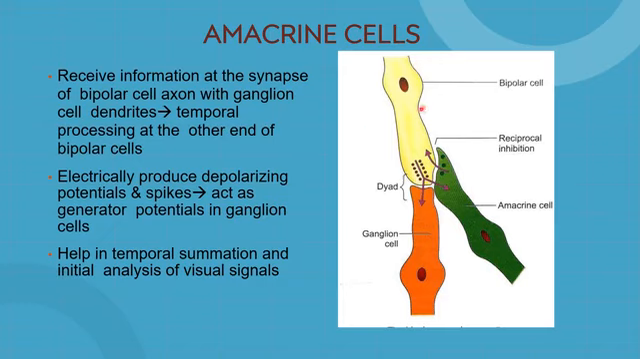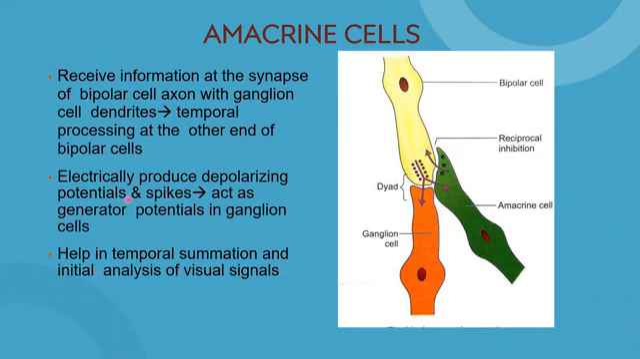You can see here in the picture, the bipolar cell is present, this green colored one is the amacrine cell, and this is the ganglion cell. So they receive information at the synapse of the bipolar cell axon with the ganglion cell dendrites. Okay, so the temporal processing at the other end of bipolar cells.